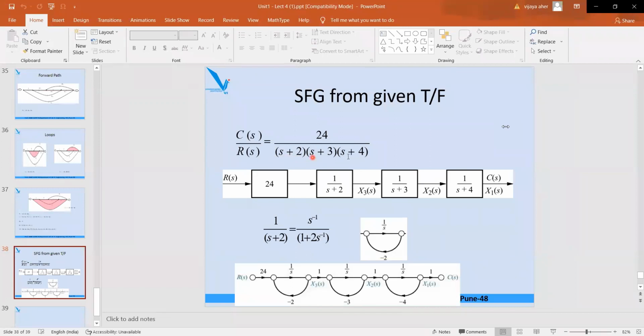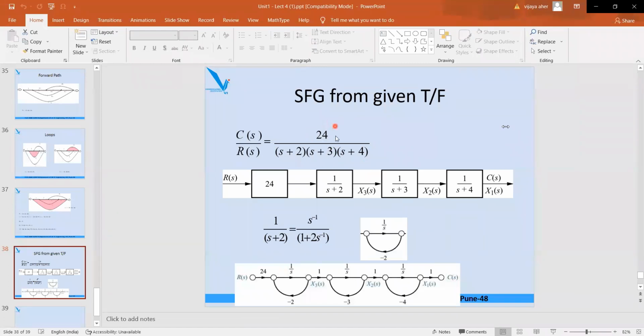So whatever is written in the denominator, all these are poles. And whatever is in the numerator, if any one term is written over here, for example S plus 2, that is nothing but zeros. These are poles. So this is the normal way to write a transfer function. Generally, we write the transfer function in this form. So this is the transfer function given, and you are supposed to draw the signal flow graph for this given transfer function.